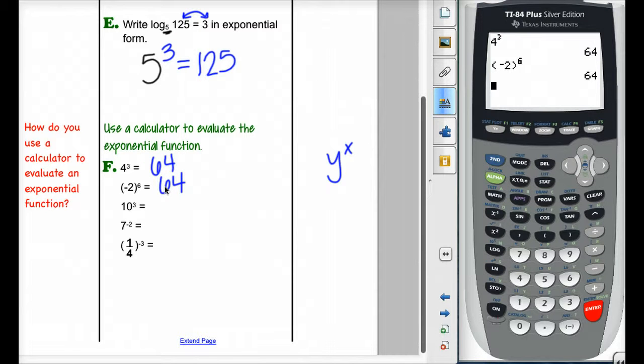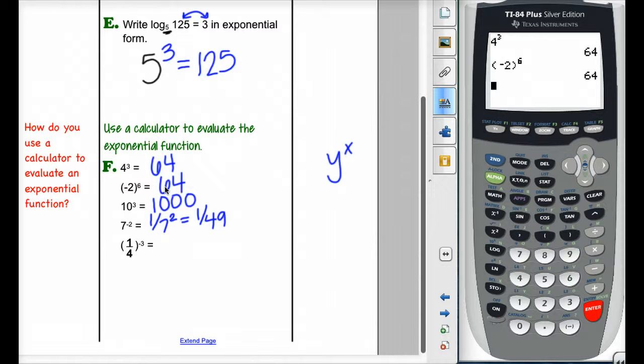10 to the third, this one should be one you can do in your head. The power tells you how many zeros you need to have. So this would be 1,000. Feel free to check that. 7 to the negative 2. I'm going to do this one in my head because this one should be pretty easy to do. Remember, we flip-flop it. So we get 1 over 7 to the second, which is 1/49.